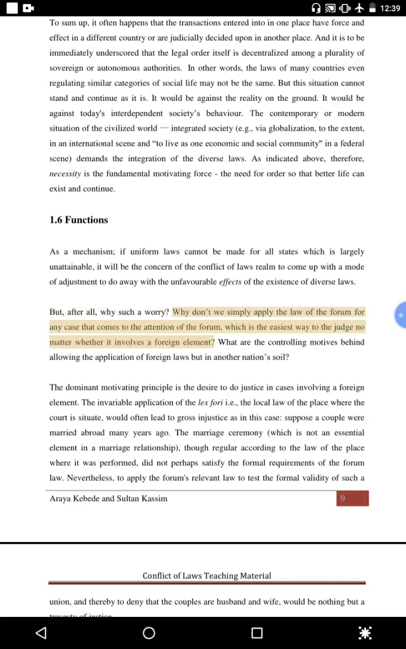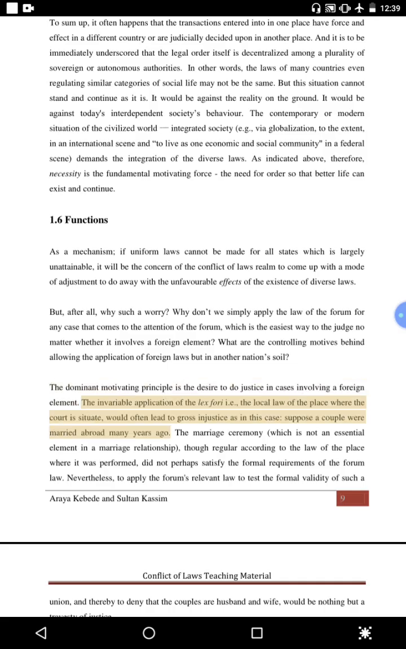Why don't we simply apply the law of the forum for any case that comes to the attention of the forum, which is the easiest way for the judge, no matter whether it involves a foreign element? What are the controlling motives behind allowing the application of foreign laws but on another nation's soil? The dominant motivating principle is the desire to do justice in cases involving a foreign element.